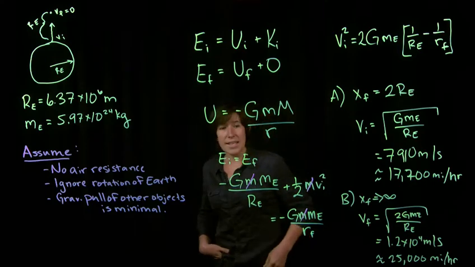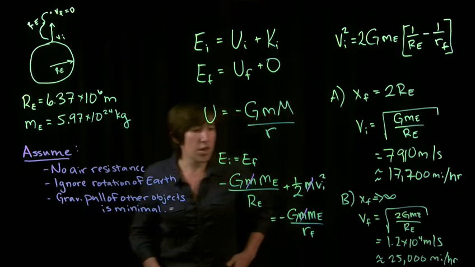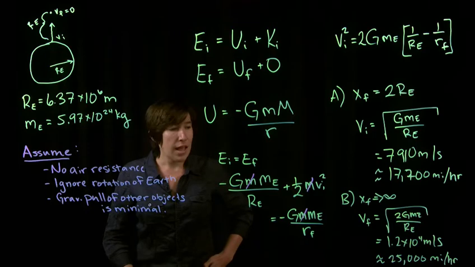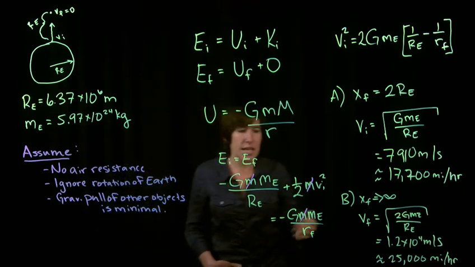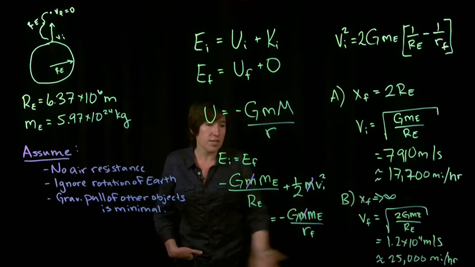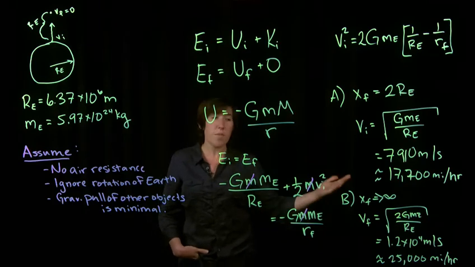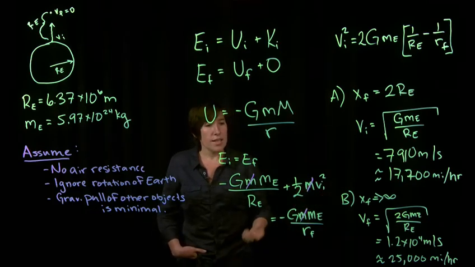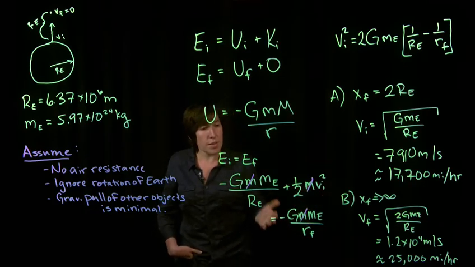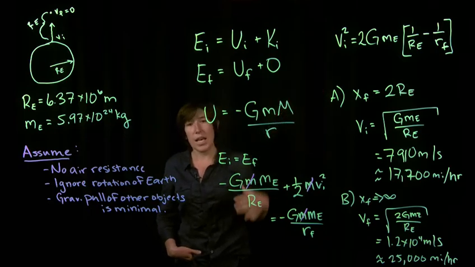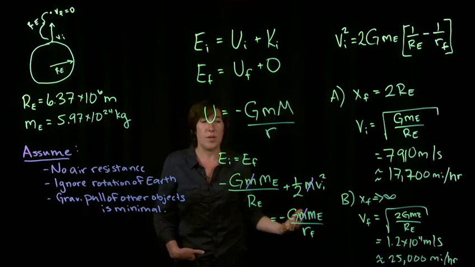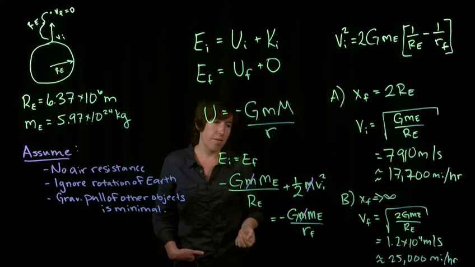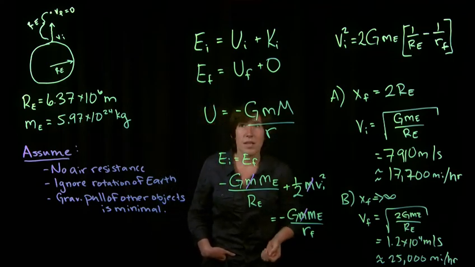Now this second case has a special name. This is called the escape velocity. And this is the velocity that you send anything away from, I guess you could consider it for other planets. This is the velocity at which you need to shoot something away such that they escape the gravitational pull of whatever you're shooting them away from. Thus the name, the escape velocity.